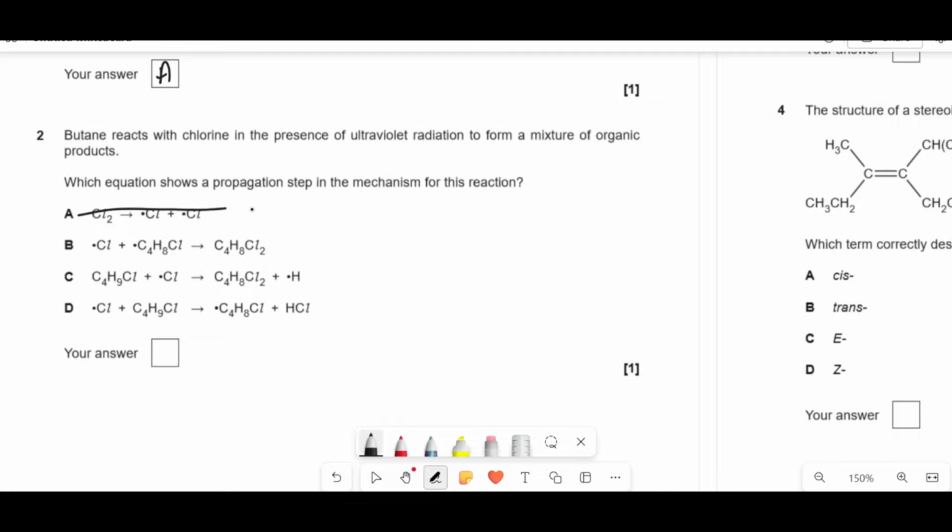So immediately this one's out because that's initiation. That one's termination because radical-radical makes non-radical. So then here, it's one of these two possibly, right? Now when this reacts with a Cl radical, that's going to take off an H from there. It's not this one because in the first propagation step, this chlorine radical will react with a C-H bond, and it will form this thing becoming the radical and then an HCl, which is not the case. That one's out, so it's D.